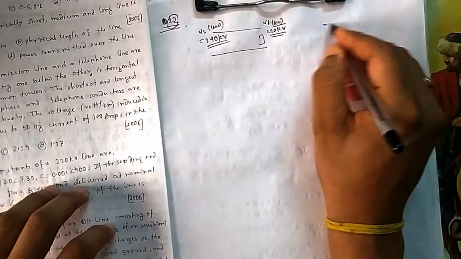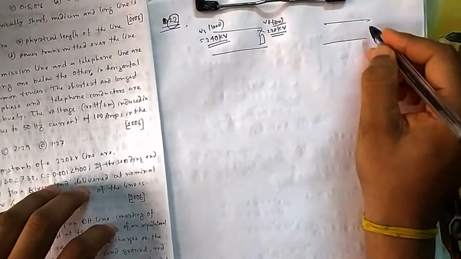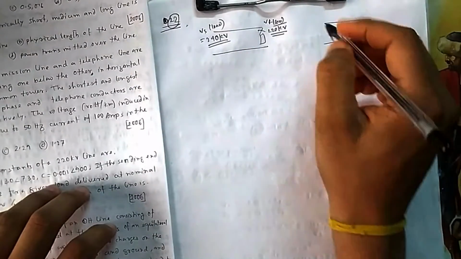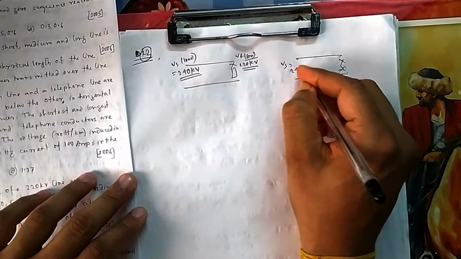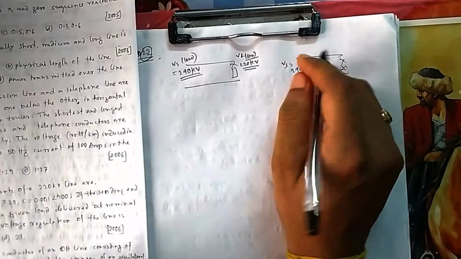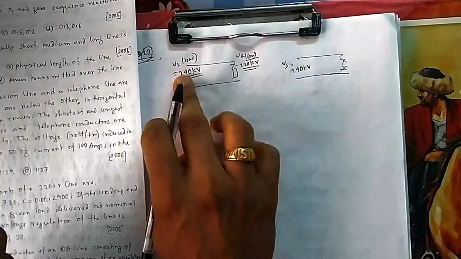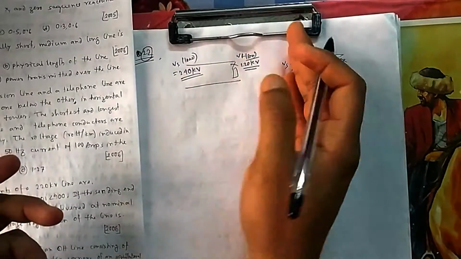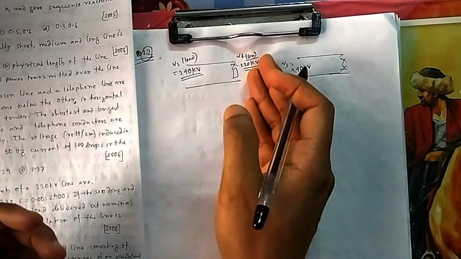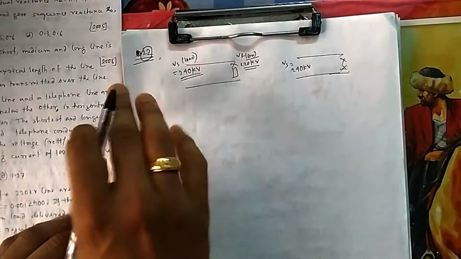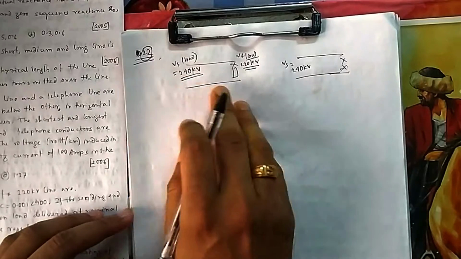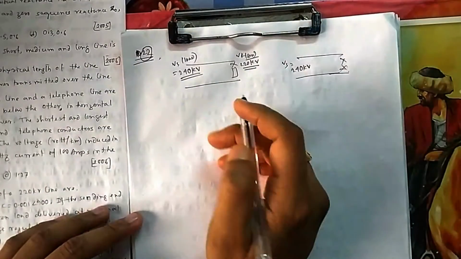Now suppose there is no load. Now this side is open. The sending end voltage will remain the same, because you are sending at a voltage of 240 kV. That will always remain the same. Whatever your sending voltage is, they don't see 100 km later whether there is load or not. The sending end voltage will always be fixed, so it is 240 kV.